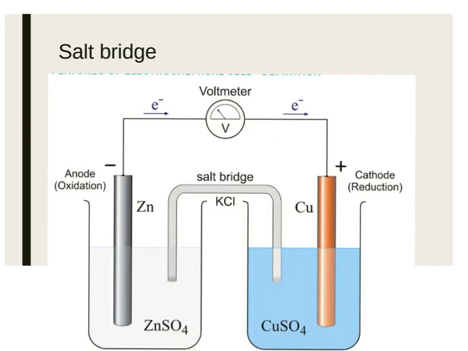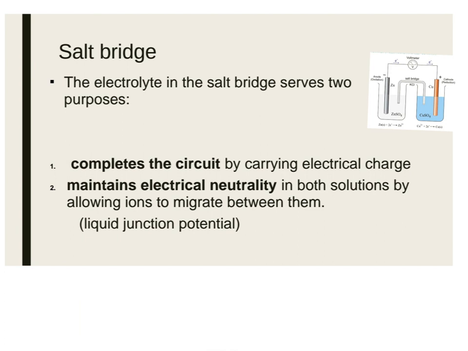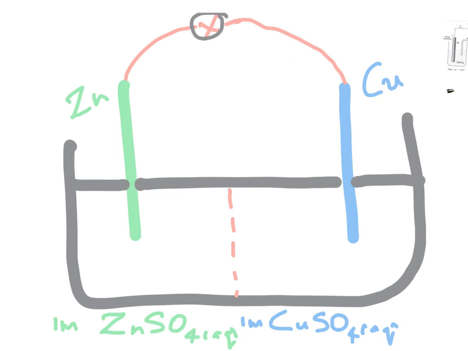Okay, in all the cells we discussed, or all the diagrams, you should have noticed a salt bridge across these cell compartments. So what is this salt bridge? Why do we need it? So they have two functions actually. They help to complete the circuit from the oxidation half cell to the reduction half cell, and they also maintain the electrical neutrality. So what is electrical neutrality? And what is liquid junction potential?